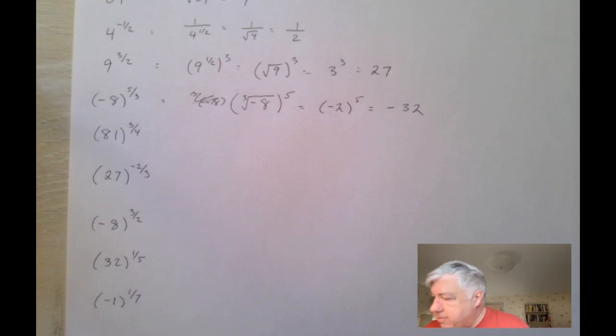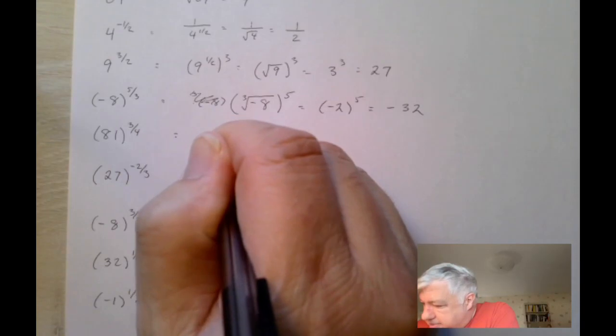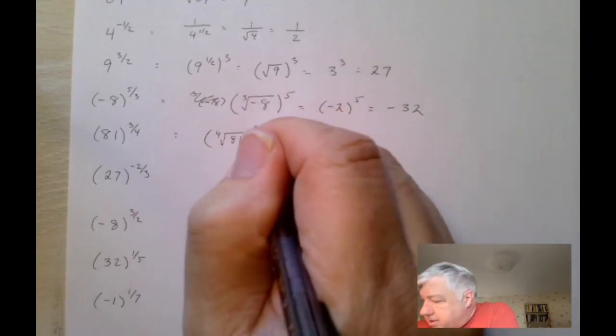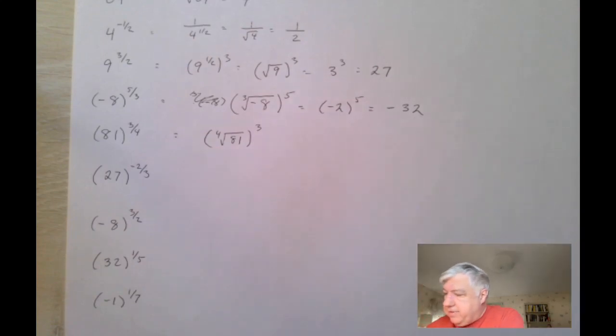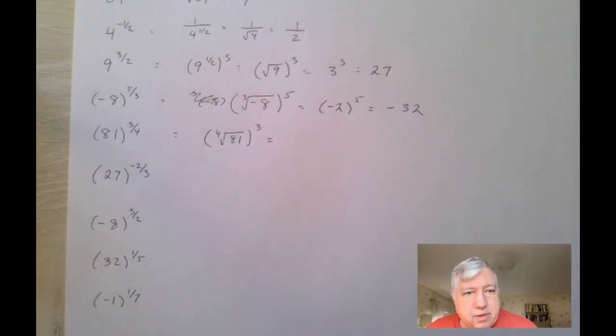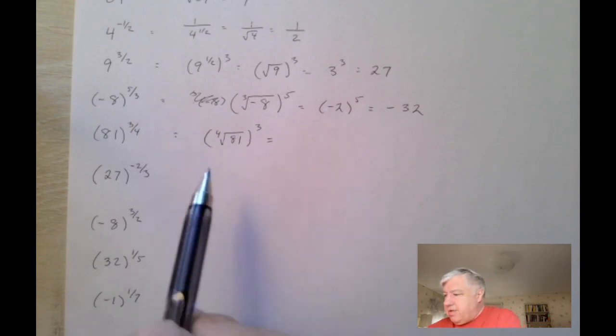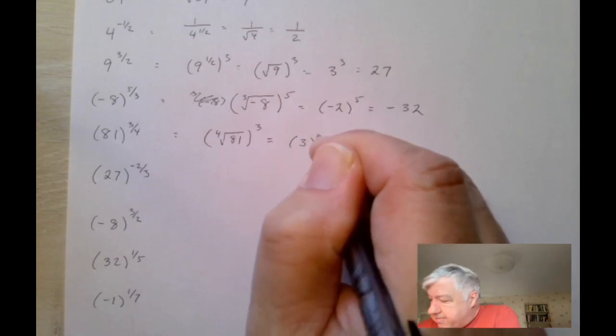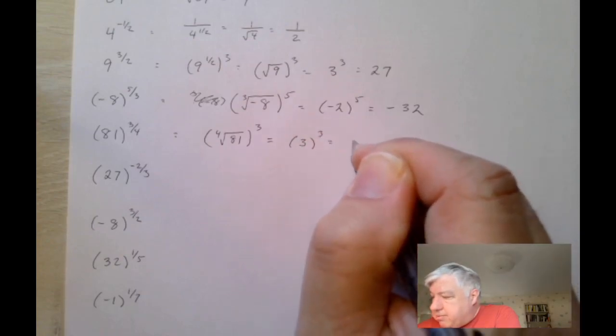Then 81 to the 3/4, this would be the 4th root of 81 raised to the 3rd power. The 4th root of 81 is actually 3, right? 81 is 9 times 9, and 9 is 3 times 3. So 3 times 3 times 3 times 3 is 81, so this will be 3. And again, 3 cubed is 27.